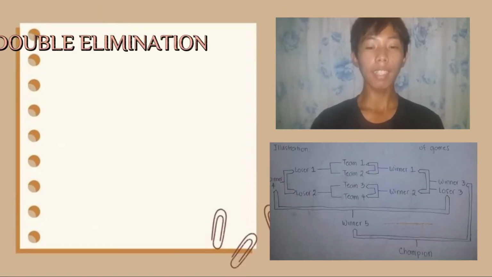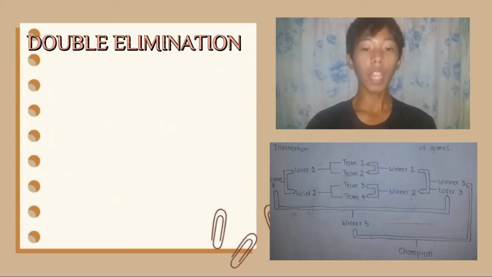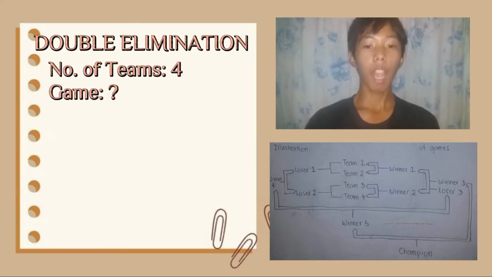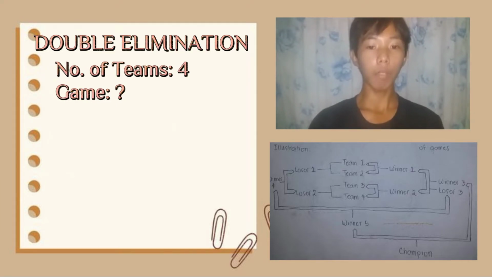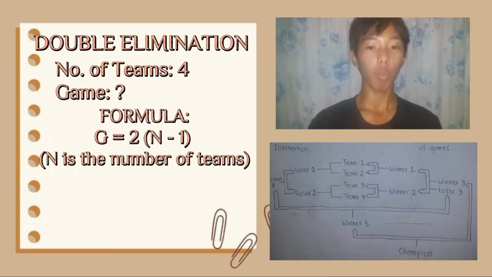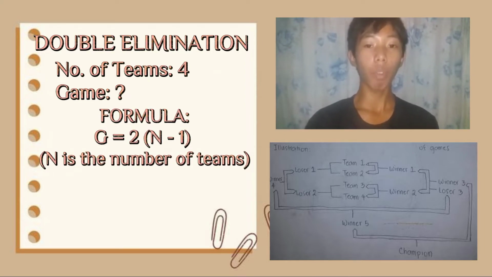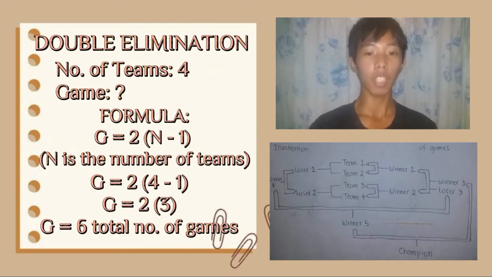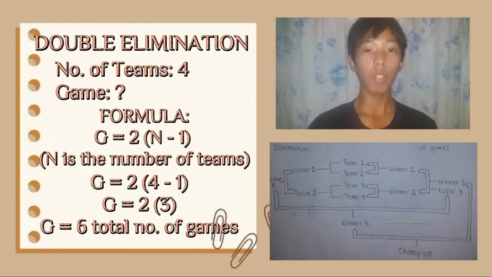For further understanding, here is an example. The number of games that will be played in a baseball game of 4 teams using double elimination. To solve for the number of games, use this formula. G is equal to 2 multiplied by the quantity of n minus 1. It is said that the game has 4 teams in this certain tournament, so we will substitute n with the number of teams, which is 4. Then solve and perform the math operations. After that, we will have the number of our games, which is 6. So in a 4-team baseball tournament using double elimination, there will be 6 games to hail the winner.